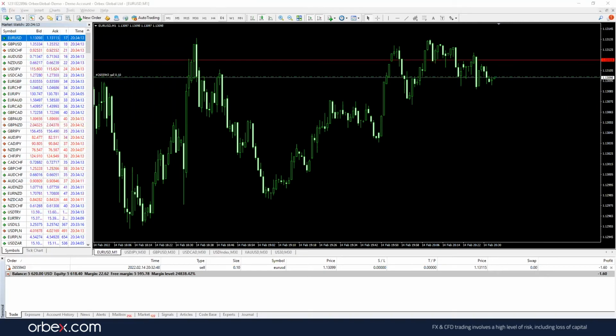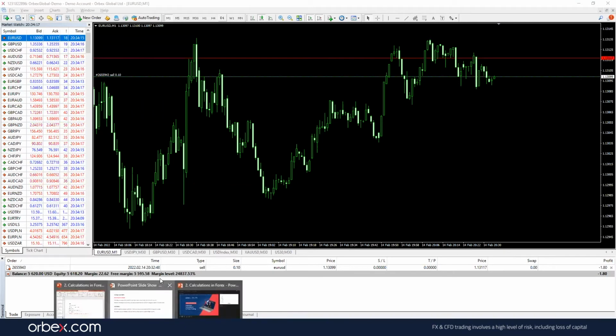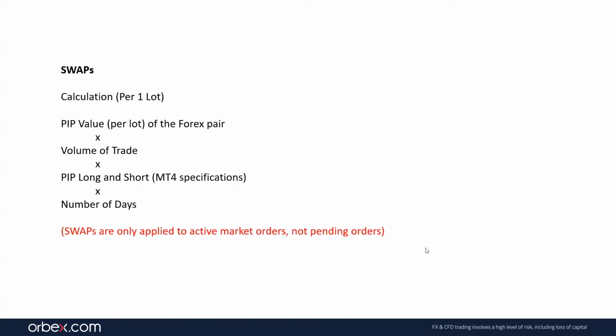So we'll see how that goes. Next, I'll just move swiftly on, and we're looking at swaps now. I haven't actually got any live swaps to show you on the MT4, but I just want to go through a slight calculation. So a swap calculation consists of 4 nominations. So we've got calculation, this is per one lot. We can go lower, but I'm just doing per one lot at the moment.